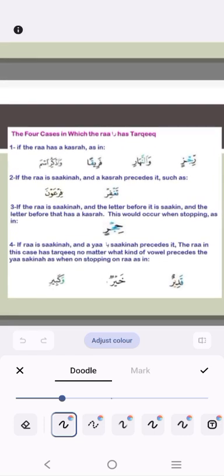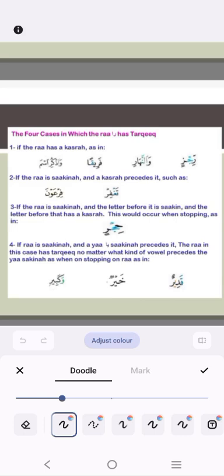And let us see now the four conditions in which ra is light, which we read with tarqiq. The first one is if the ra is with kasra. For example, rijzin wan nahari, fariqan wadhkur isma. And the second: if the ra is sakin and the kasra precedes it.